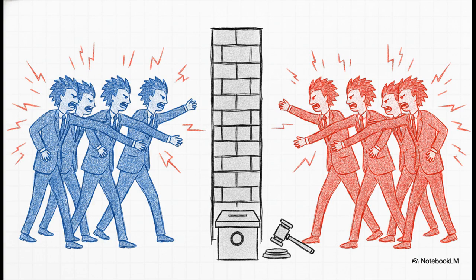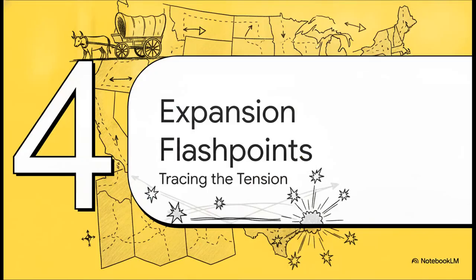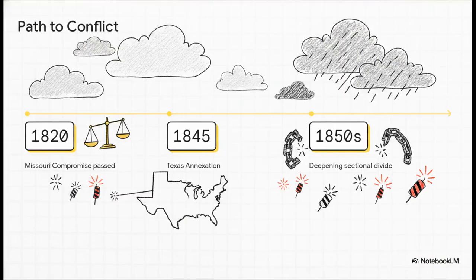This constant political deadlock created immense frustration, and it just kept pushing the nation closer and closer to secession and war. Let's move to Section 4, Flashpoints of Expansion. So we can see this tension escalating over a few crucial decades. This wasn't an overnight explosion. It was a series of flashpoints that slowly but surely eroded trust between the North and the South, starting with the Missouri Compromise in 1820 and leading right up to the deeply divided 1850s.